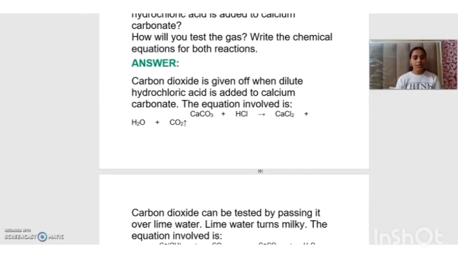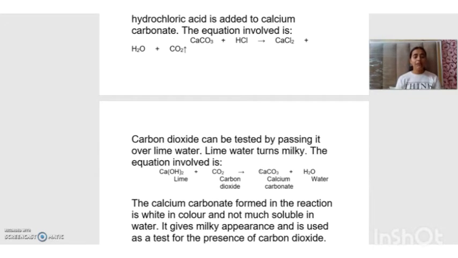The answer is that carbon dioxide is given off when dilute hydrochloric acid is added to calcium carbonate. The equation is CaCO3 plus HCl gives us CaCl2 plus H2O plus CO2. Second, carbon dioxide can be tested by passing it through lime water. Lime water, students, turns milky in color.